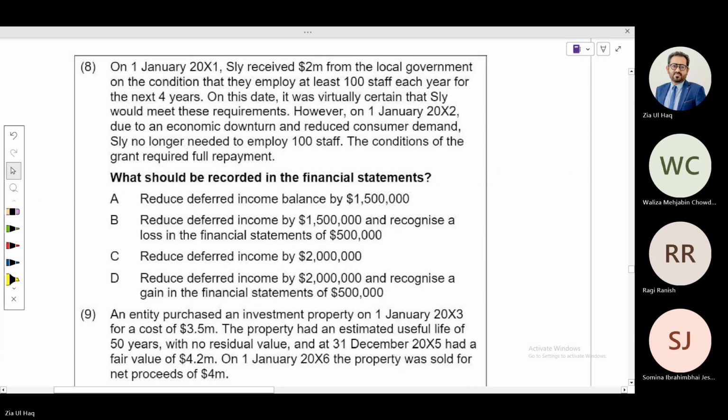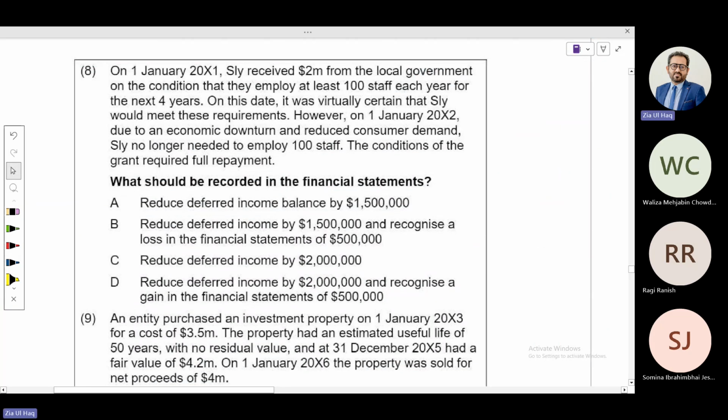Number 8. What should be recorded in financial statement? On 1st January 20x1, Sly received 2 million from the local government on the condition that they employ at least 100 staff each year for the next 4 years. This means 2 million for 4 years, so 0.5 million, 500,000 every year should be your income.